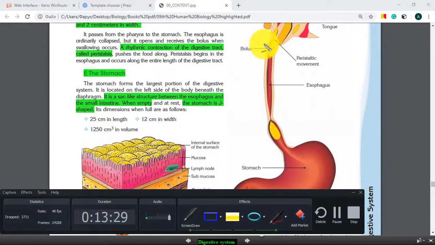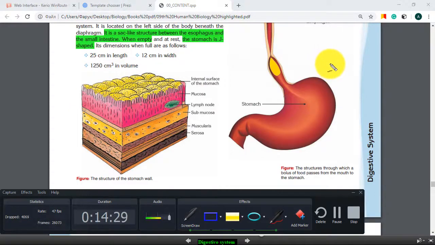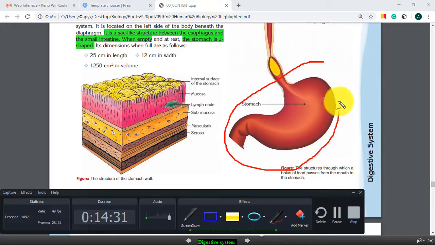Now the next part of the digestive system is the esophagus. We call this long tube the esophagus. The esophagus transports the bolus from the mouth to the stomach by peristaltic movement. Peristaltic movement means contraction and relaxation of the esophagus muscles.